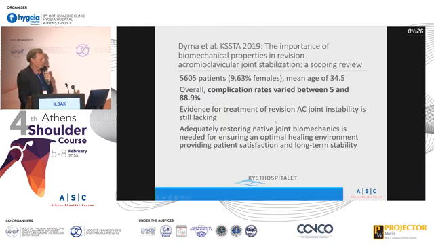This is a scoping review from Diana et al., showing the complication rate actually varied between 5 and up to 89%, really dangerous surgery. The evidence for treatment of revision is still lacking. They suggested that you should restore the native joint biomechanics in order to get the best results.